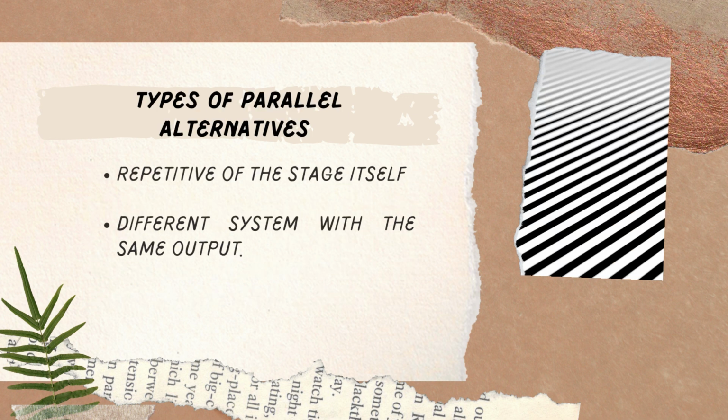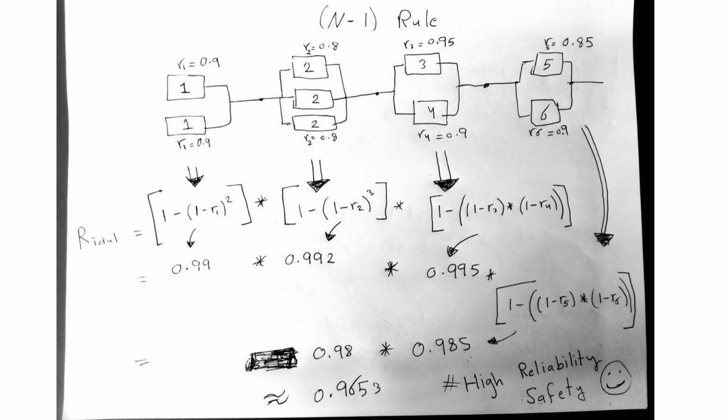Let's talk about the types of parallel alternatives. We have repetition of the stage itself, or we can use a different system with the same output. So for example, we have this system, and as we see, each stage has at least one alternative. Sometimes it has two alternatives. In the first stage and the second stage, we have used a repetitive system. But in the third and the fourth, we have used a different system in parallel in each stage.